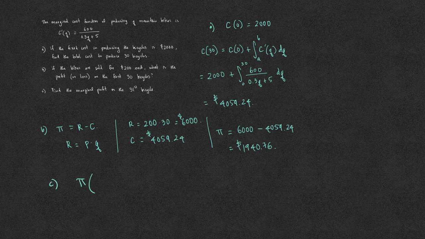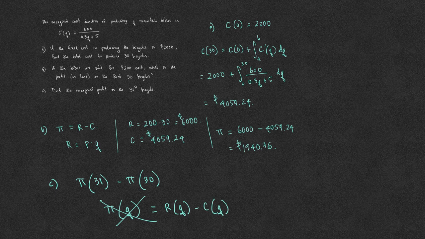For part C, in order to find the marginal profit on the 31st bicycle, we would need to take the profit from selling 31 bicycles minus the profit from selling 30 bicycles. However, in this case, we do not have the function for the profit pi of Q. We could find it if we want to. The profit equals the revenue minus the cost. If we want to, we would take the revenue R of Q minus the cost C of Q. We won't do this in this case.